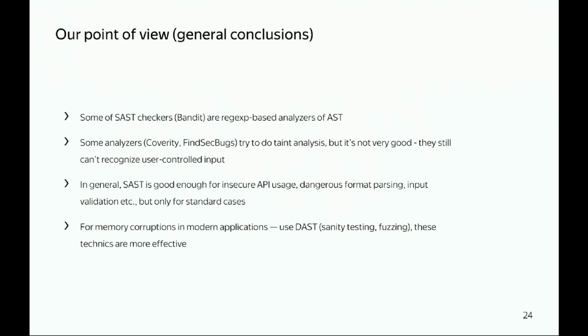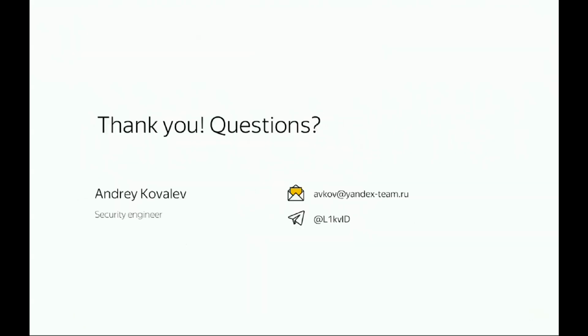Because you saw the examples already, you have seen them. And sometimes taint analysis could help you to understand that it is okay with that code because there is no user input which is sent to this dangerous part of code. But actually, there is an issue. And even expensive solutions like Coverity actually are not good in taint analysis yet, unfortunately. Maybe they will improve the quality. Yeah, and for memory corruptions, use sanity testing and fuzzing. The SAST is very horrible for those cases.